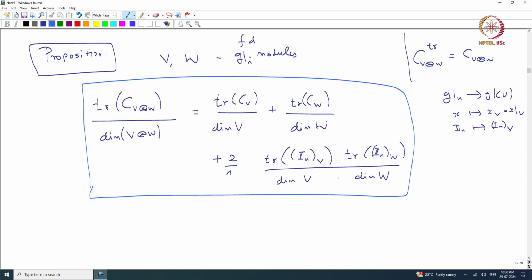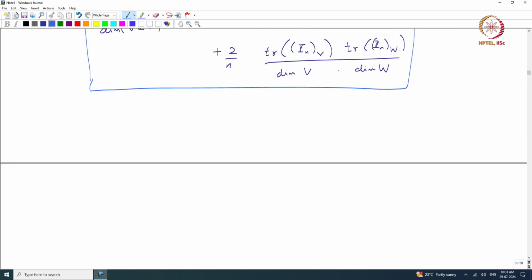In particular, if you know the trace of CV, the trace of CW, the trace of the identity matrix acting on V, and the trace of the identity matrix acting on W, then we will be able to compute the trace of C on V tensor W. So, this is again some simple computations. But let us prove this.